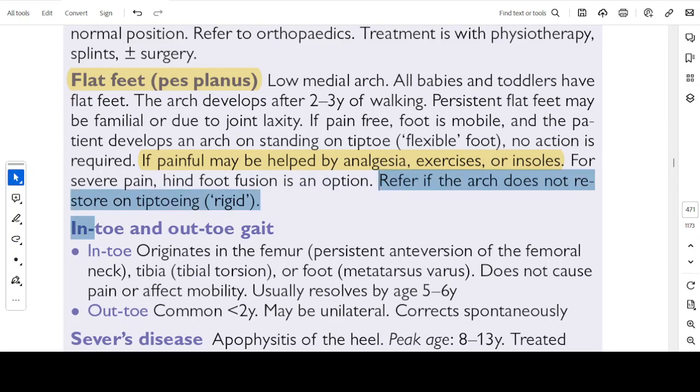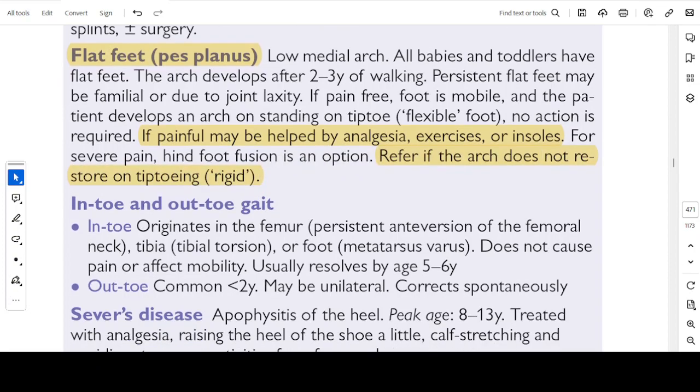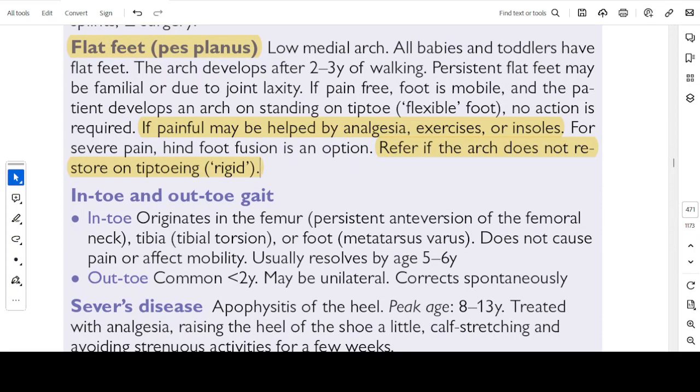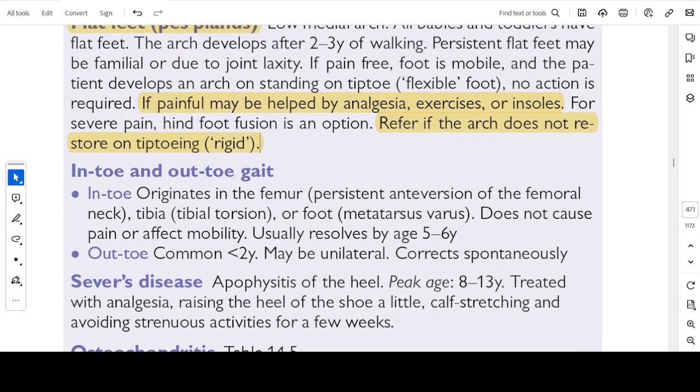So when do you have to refer in the case of flat feet? If the arch is not restored on tiptoeing. If the patient is asked to tiptoe, you should be able to see an arch. But if it's not there, then you have to refer to the orthopedician.